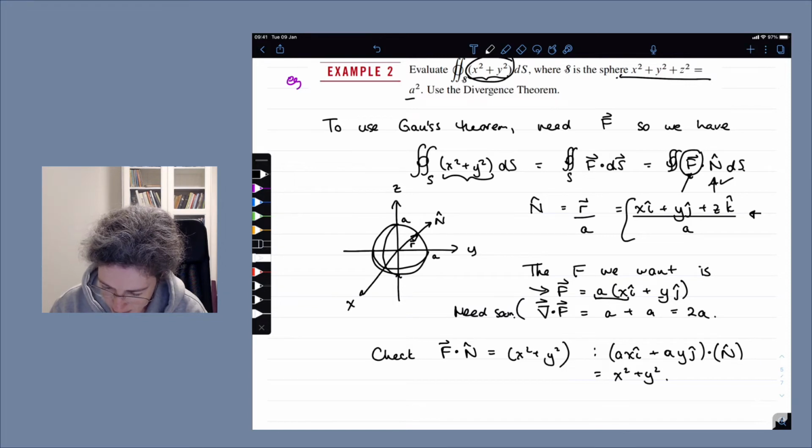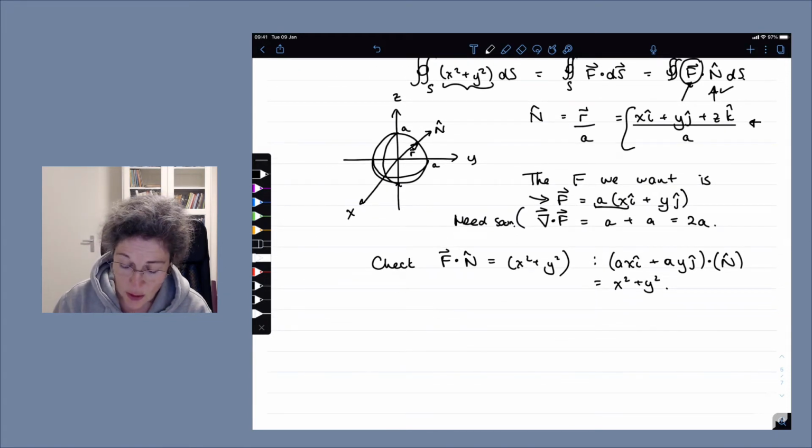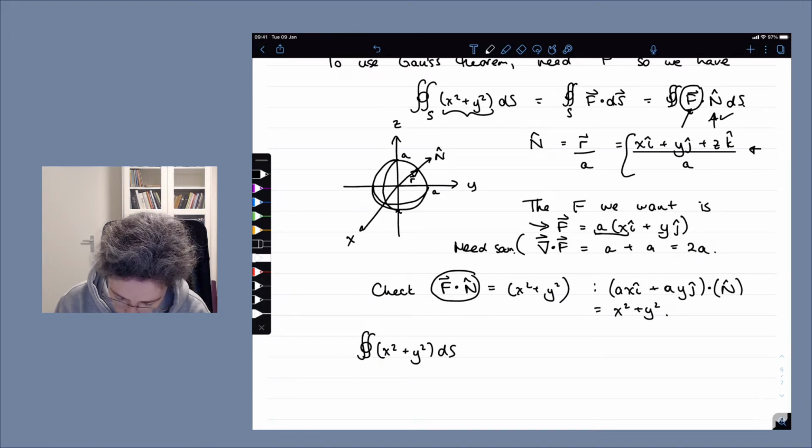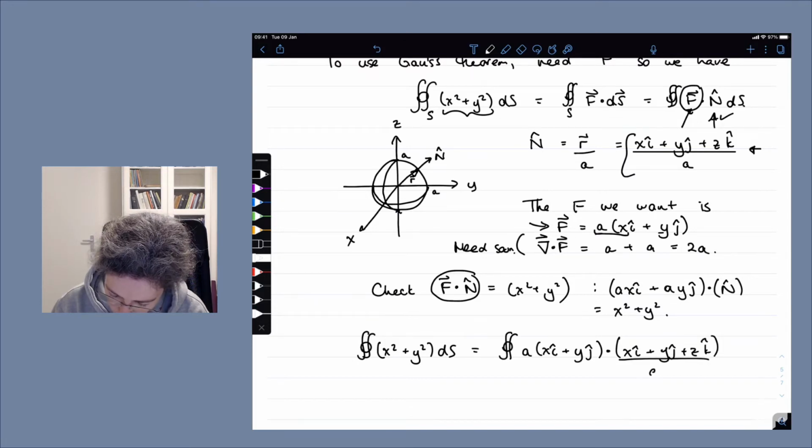So that's nice. Okay, so now that we've shown that we've found an F so that we can write things, we can use our divergence theorem. So we've written our x squared plus y squared dS is equal to our F, which is a xi plus yj, dotted with our n, so that's our xi plus yj plus zk all over a, so the a's cancel.